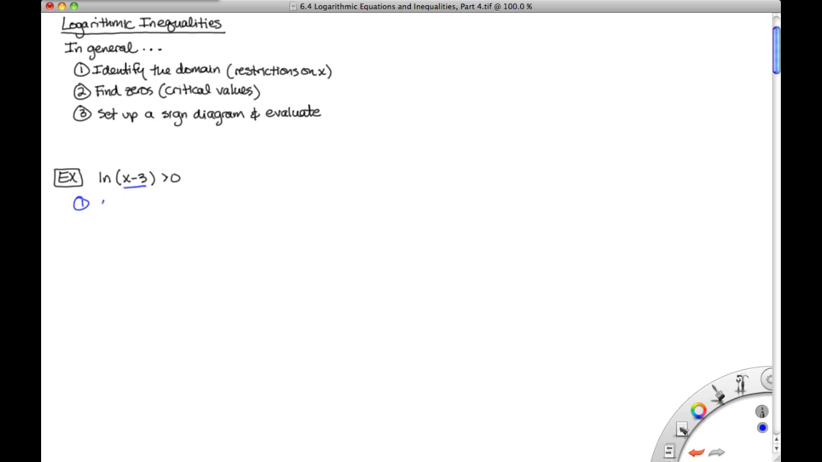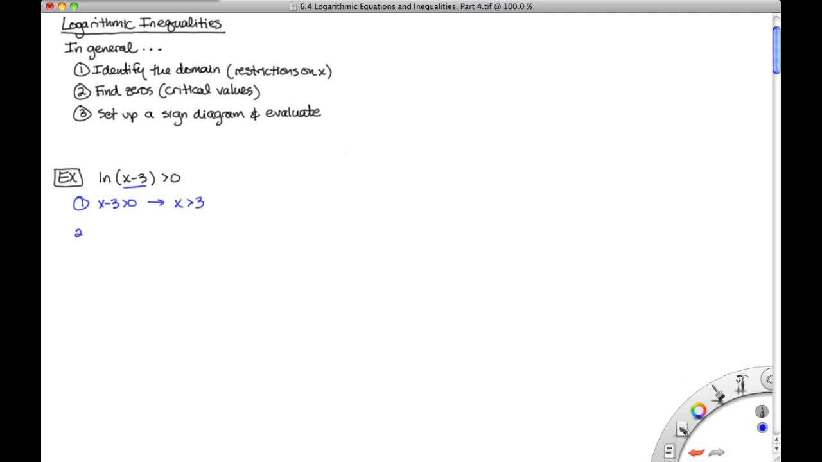So we can start by saying that needs to be greater than 0, because we can't take the log of 0 or a negative number. And because of this, we get our restriction on x, which is x has to be strictly greater than positive 3. So we can now focus our attention on just those numbers.